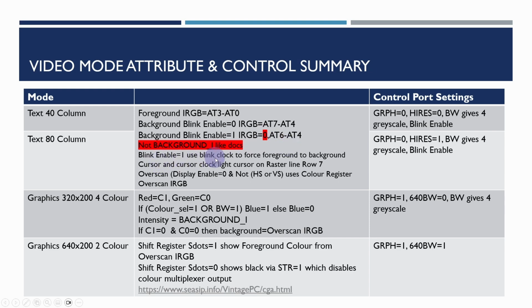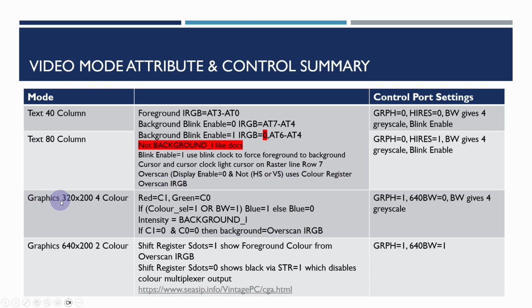When blink enable is 1, then the blink clock will actually force the foreground to the background to cause characters to blink. The cursor output from the CRTC and the cursor clock will actually output the cursor on the raster line row 7, and for the overscan area, which is when display enable is 0 and we're not outputting the horizontal sync or vertical sync pulse, we use the color register overscan.